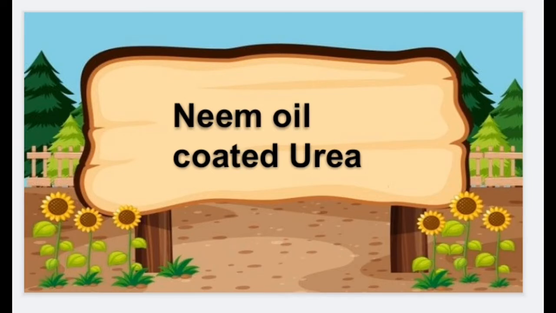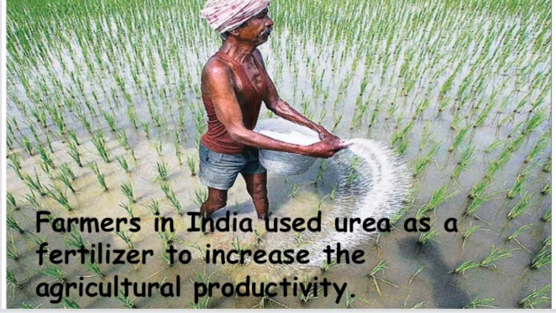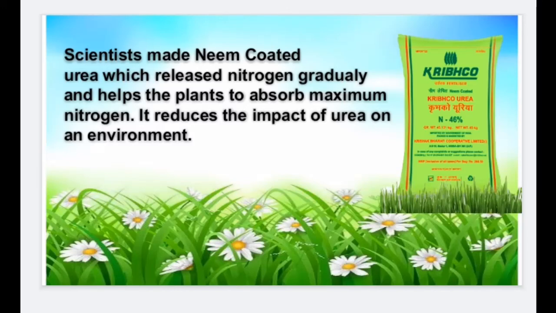Next, neem oil coated urea. Farmers in India used urea as a fertilizer to increase agricultural productivity. Indian scientists made neem-coated urea which released nitrogen gradually and helps the plants to absorb maximum nitrogen. It reduces the impact of urea on the environment.